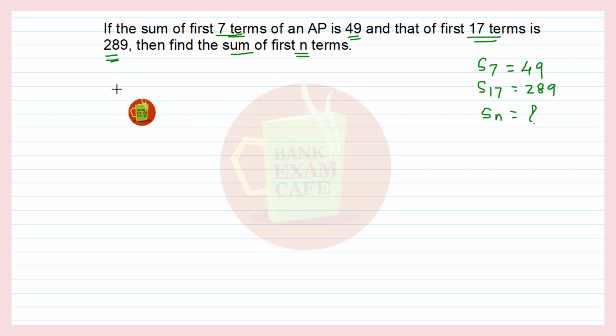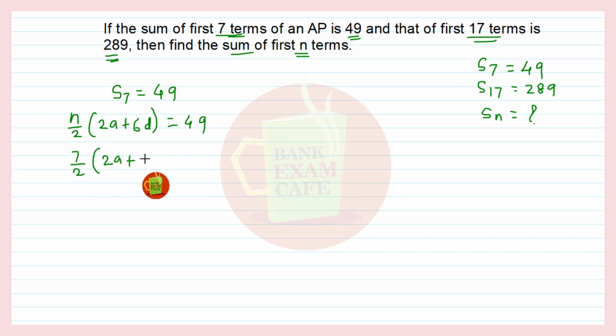So here we will solve that S7, which is equal to 49, this is given. S7 can be written as n by 2 into bracket 2a plus n minus 1 into d. So it will be 2a plus n minus 1, that is 7 minus 1, that is 6 into d, which is equal to 49. And friends, here n is 7, so put that value also. So it will be 7 by 2 into bracket 2a plus 6d, which is equal to 49.